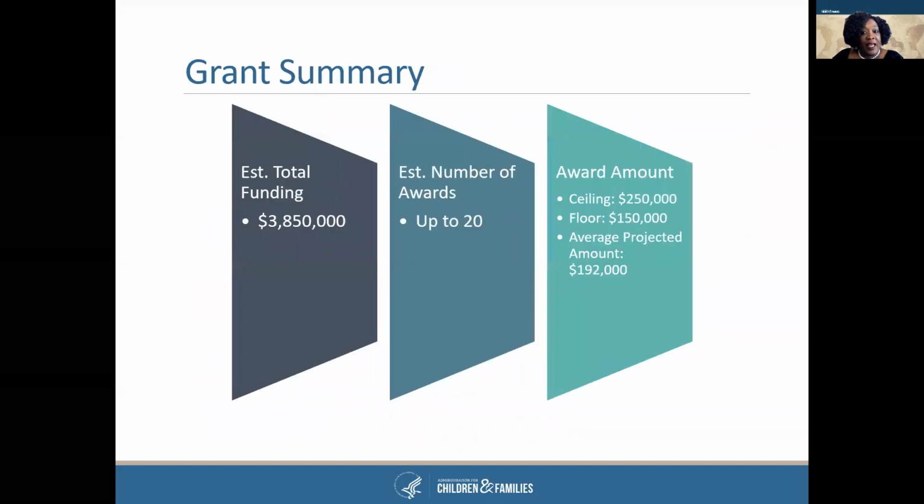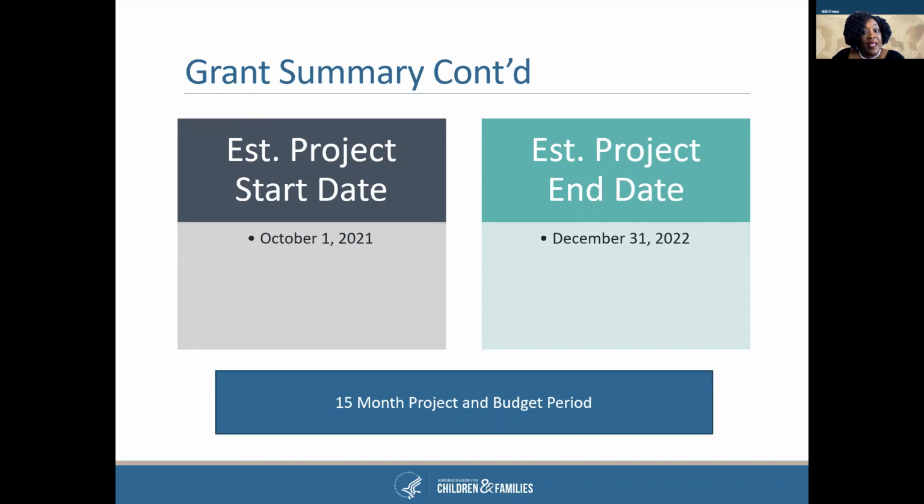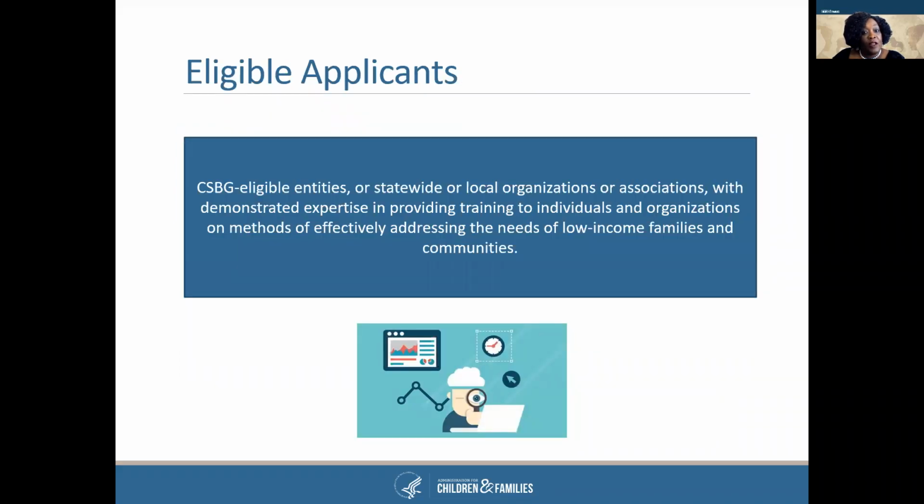As detailed in the funding opportunity announcement, funding has been earmarked up to $3,850,000 towards the projects. OCS plans to fund up to 20 regionally diverse projects around the country. Grantees will be awarded up to $250,000 to implement their CSBG RCIP project. The Rapid Cycle Impact projects will have a 15-month project period and budget period. Later in the presentation, we'll review what those 15 months will look like in terms of project phases. The funded Rapid Cycle Impact projects will begin on October 1st of 2021 and will wrap up by December 31st, 2022.